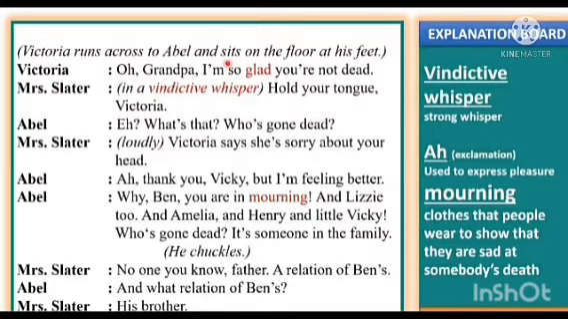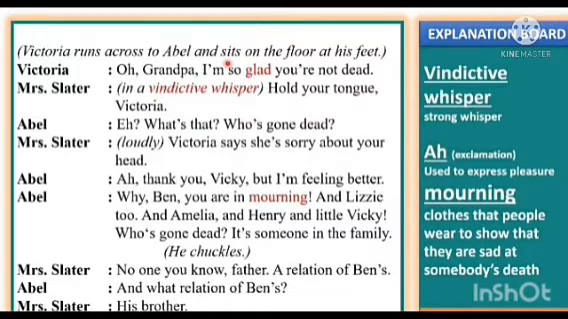Then again Mrs. Slater says that the dead person was his brother. Whose brother? Ben Jordan's brother. Okay, ma'am? And here they made a mistake. Who made a mistake?